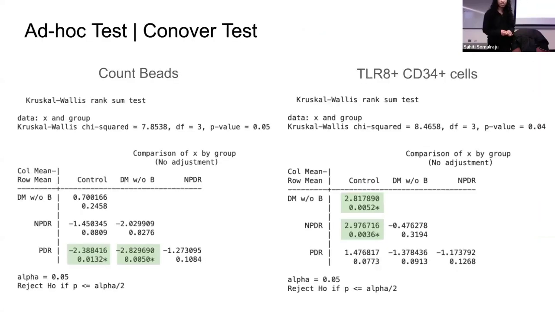From there, we did a post hoc test, or Conover test. What this does is tell us between which 2 groups the difference is actually significant. So for example, is the surface marker expression from NPDR and control significant? Is it between PDR and control? So for these 2 features, we saw that PDR and control was significant and PDR and diabetes was significant, and so on and so forth for the TLR8 positive and CD34 positive.